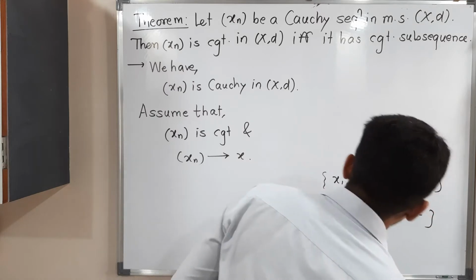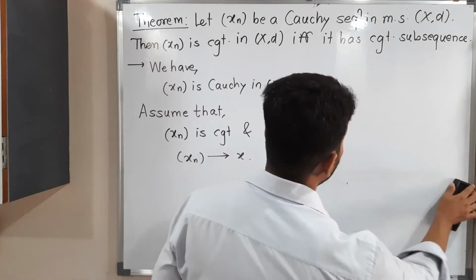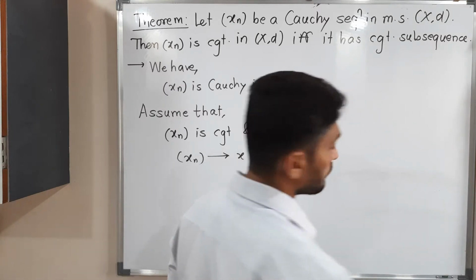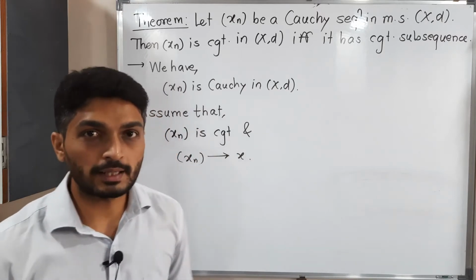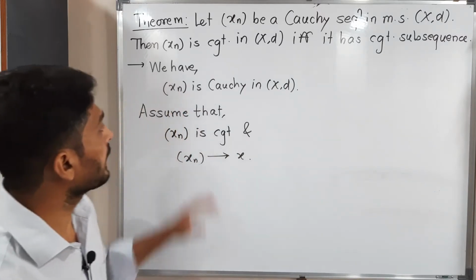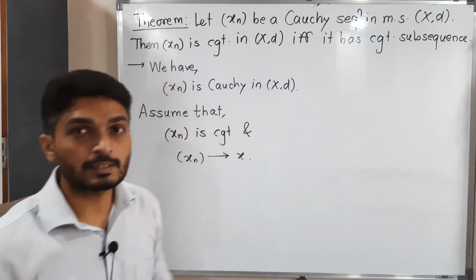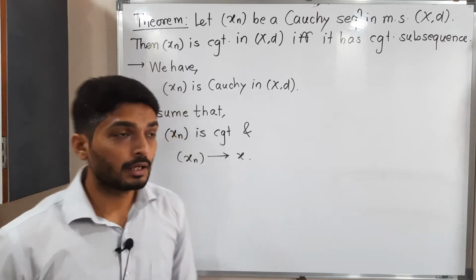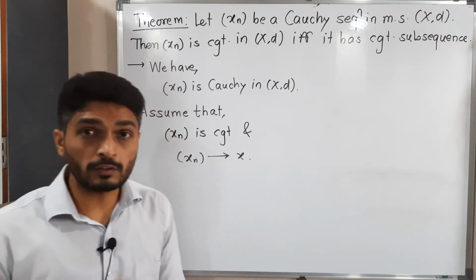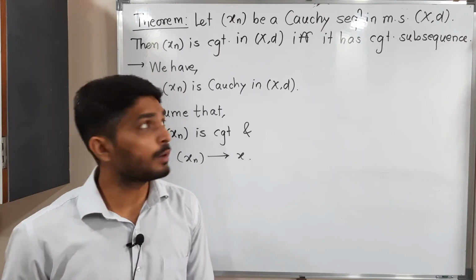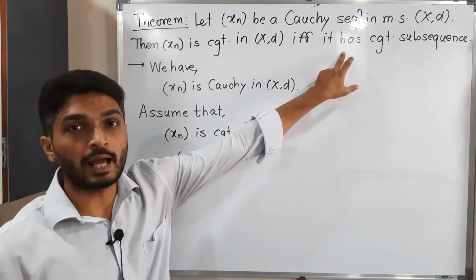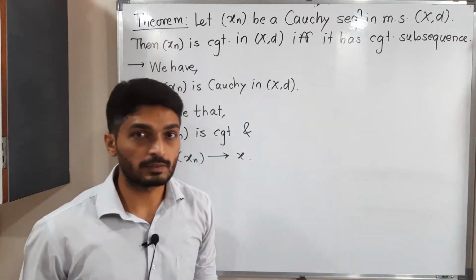See, if and only if part is there, so we need to assume one part and prove the second part. Here, first I have written the basic information that sequence xn is Cauchy. I have assumed sequence xn is convergent and converges to x. Now our target is to prove it has a convergent subsequence.